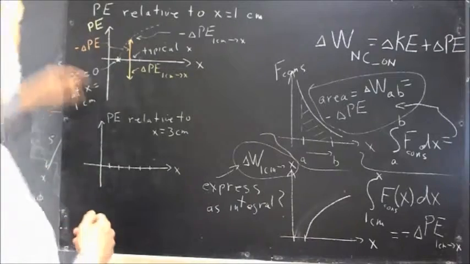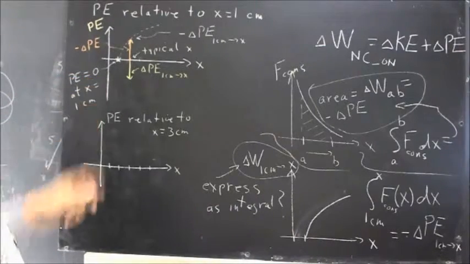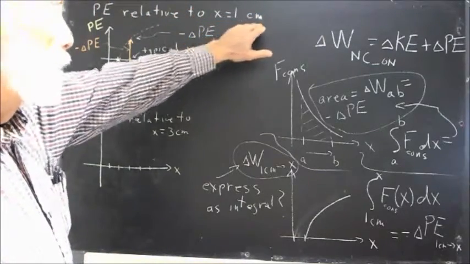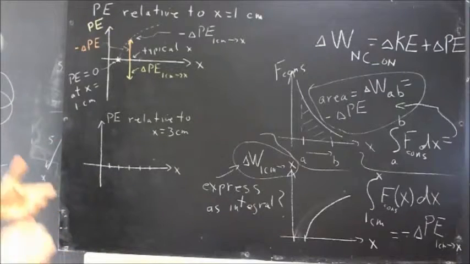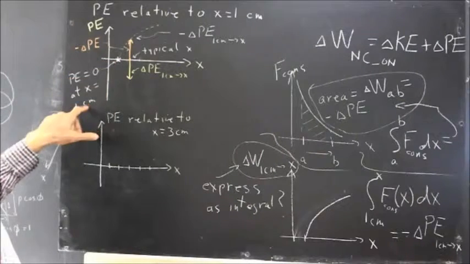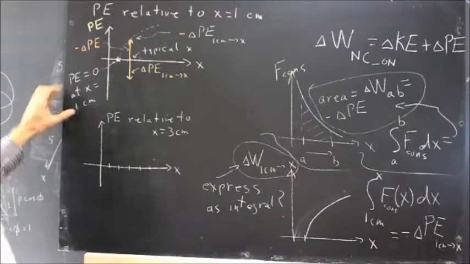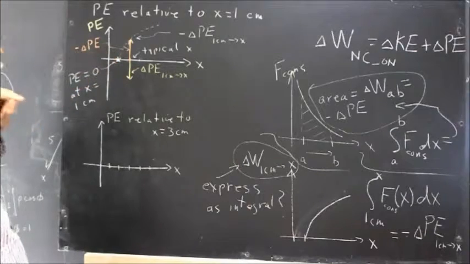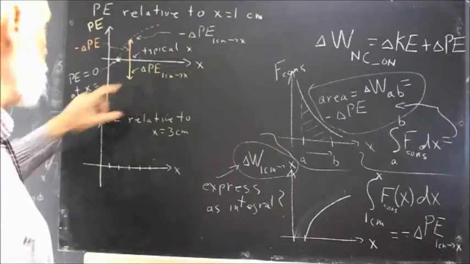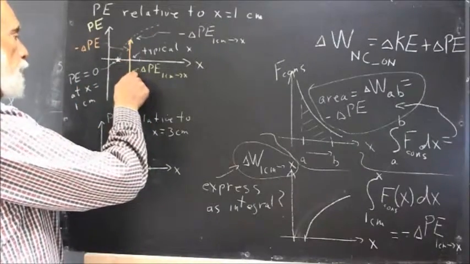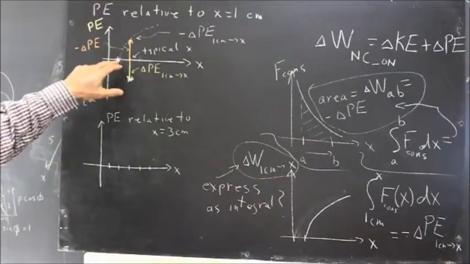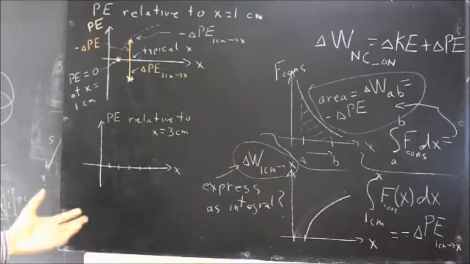x equals 1 centimeter, where the potential energy we take to be 0, and let's back up a little bit. Potential energy relative to x equals 1 centimeter is the potential energy function that we get if the potential energy is 0 at x equals 1 centimeter. So if the potential energy is equal to 0 here, and if the change in potential energy from 1 centimeter to x is this, then that means that this point is a point on the graph of the corresponding potential energy function. Now remember, where we put the 0 of potential energy is always completely arbitrary.